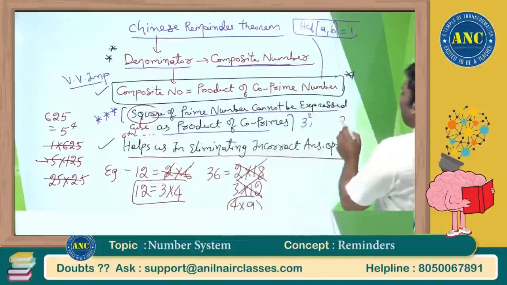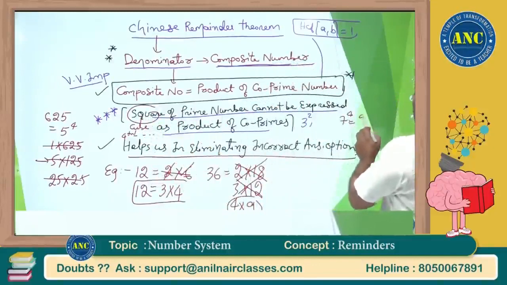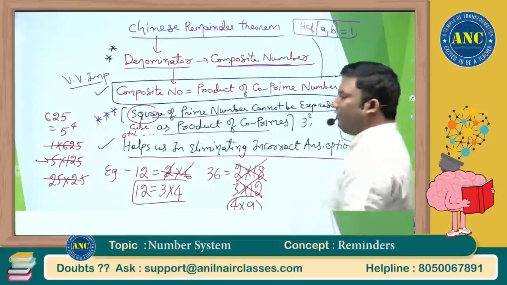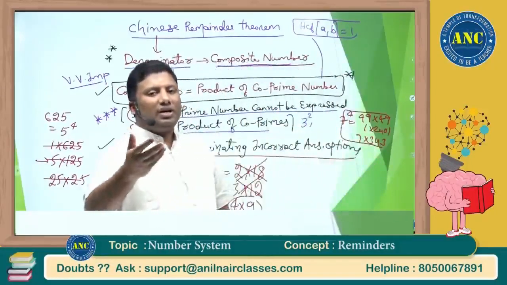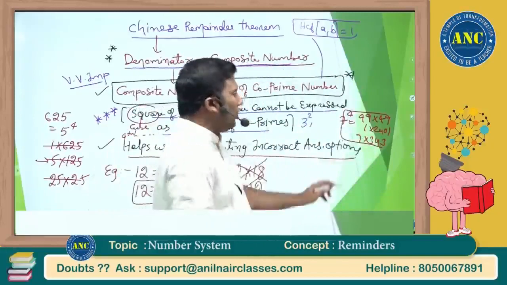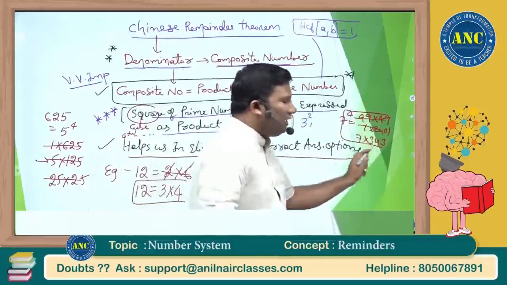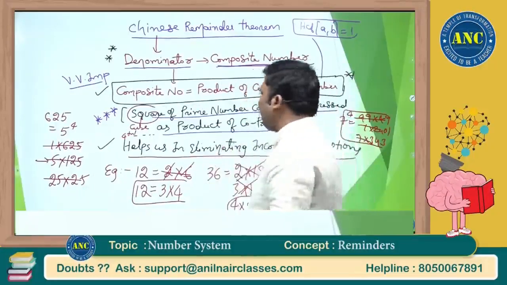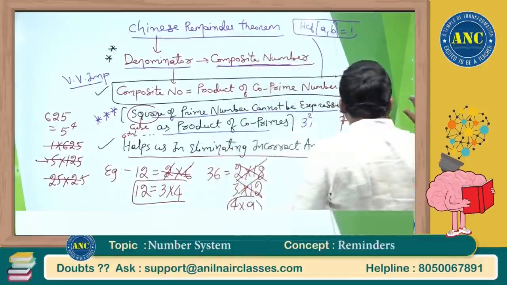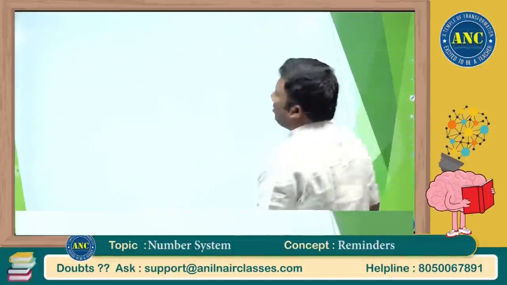For example, 7 power 4 is 2401. The factors are 1, 7, 49, 343, 2401, so a total of 5 cases. The HCF of any pair among them is not 1 unless one of them is 1, so none can be split into coprimes. I hope this idea is clear. Listen carefully, sir. I will solve at least as many questions as possible.